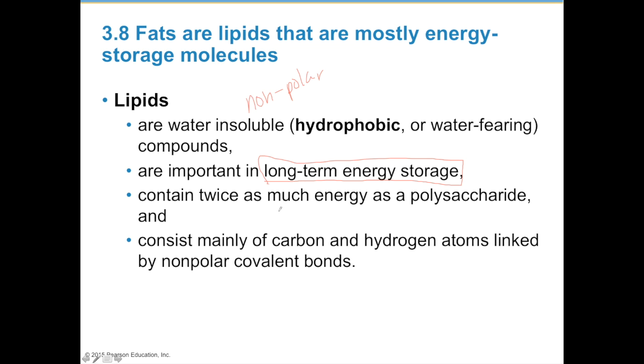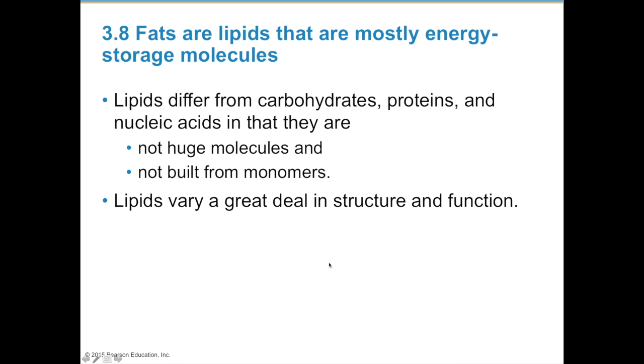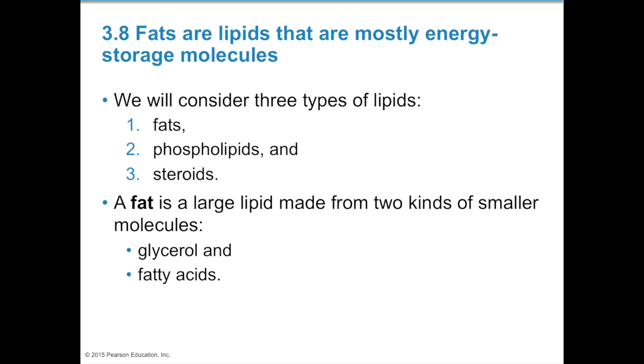They're made up mainly of carbon and hydrogen, and again, nonpolar covalent bonds. These are not huge molecules when it comes to comparing them to carbohydrates. They're not built from monomers. Lipids do vary a great deal in structure and function. We're going to look at three types of lipids: fats, phospholipids, and steroids.